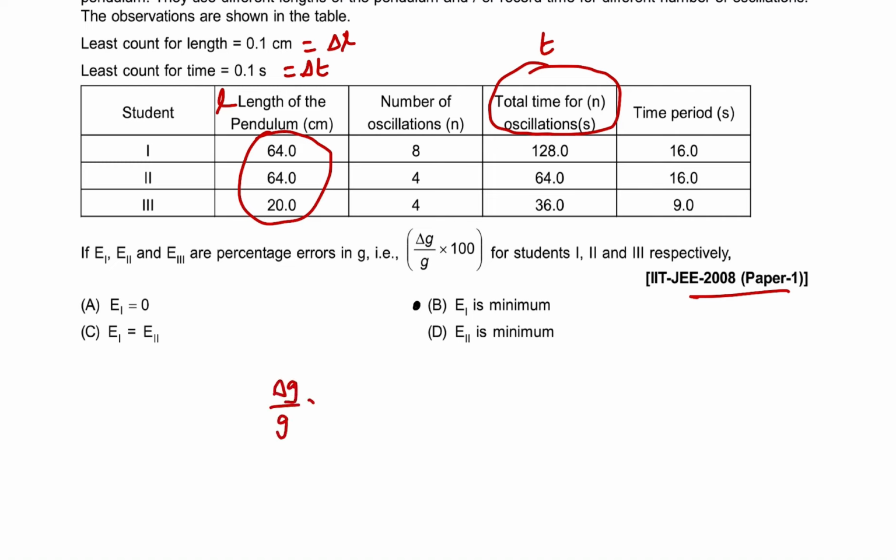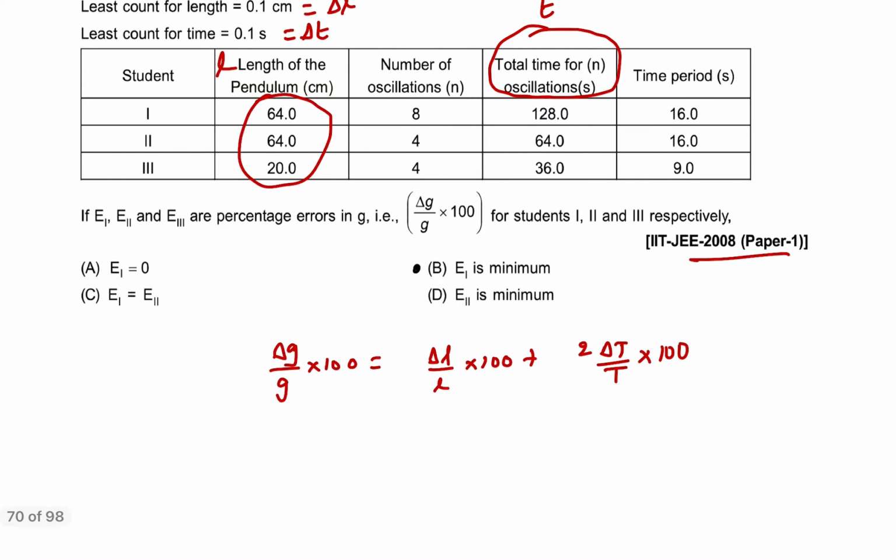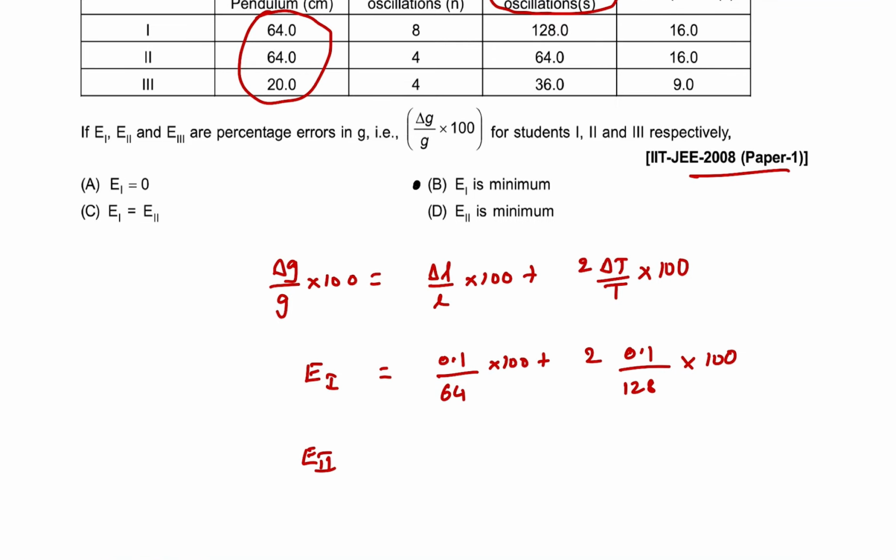Okay, now I am writing G is equal to, you can write delta G by G as per the question. Delta G divided by G into 100 is equal to delta L divided by L into 100 plus 2 into delta T divided by T into 100. Now observe the first case. Student 1 writes delta G by G as: delta L value is 0.1 centimeter divided by 64 into 100 plus 2 into delta T by T value, which is 0.1 divided by 128 into 100. This is person 1.